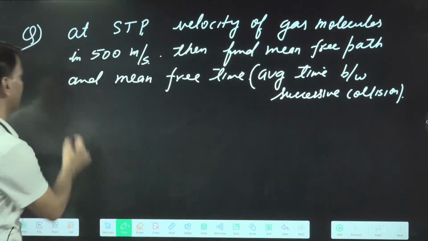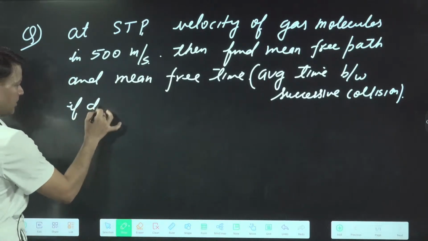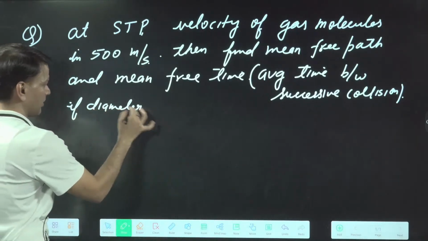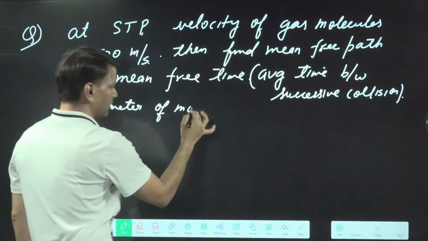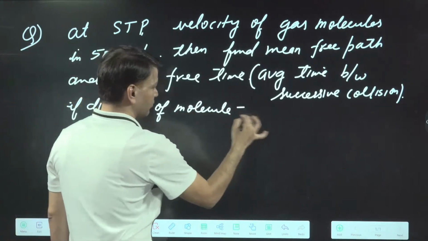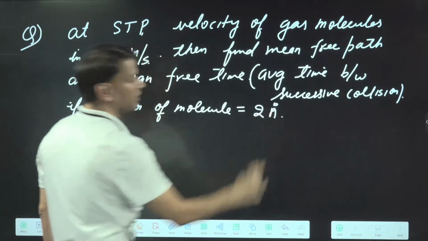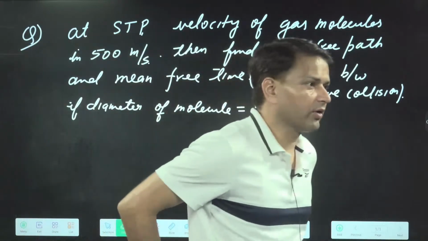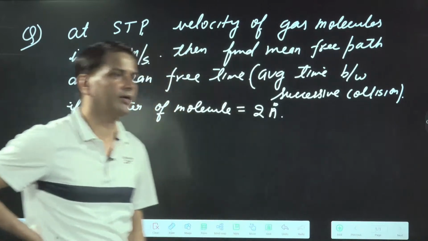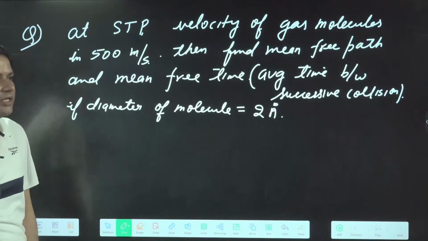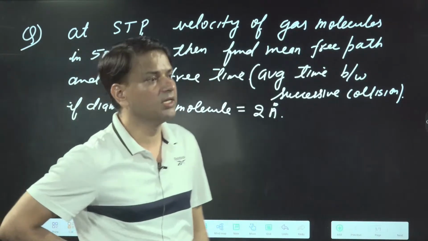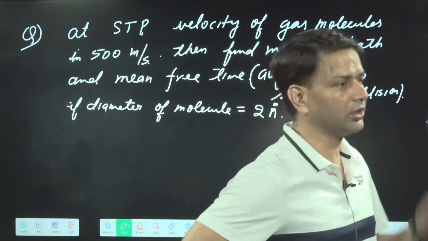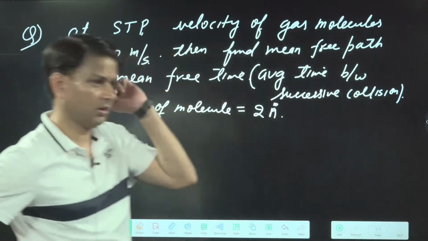If diameter of molecule is equal to 2 angstrom. So at STP velocity of the gas molecule I have given 500 meter per second. Then we have to find the mean free path and mean free time, or average time between successive collision, if diameter of the molecule I give 2 angstrom.